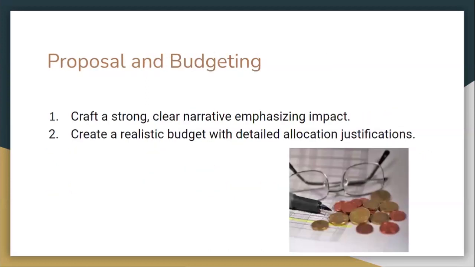Now, the proposal and budgeting. You need to have a strong and clear message or narrative to describe the impact your initiative or project will have on the community. Start with something that will grab the reader's attention, a strong opening. And like before, clearly state the purpose of your project so they understand what you're trying to accomplish. Also provide context for the issue or problem that your project aims to address.